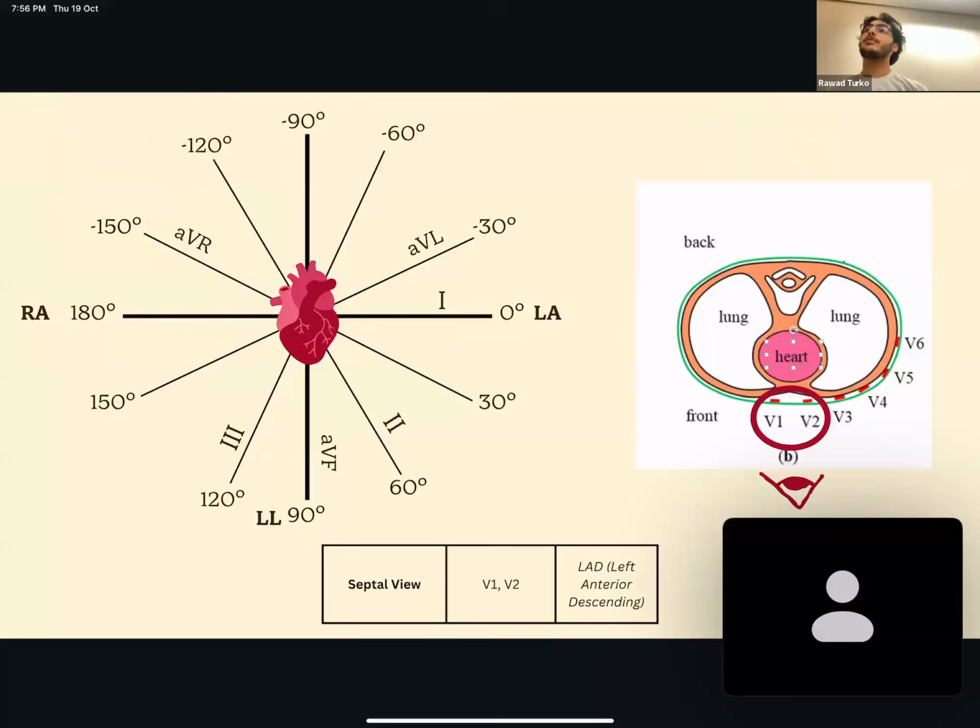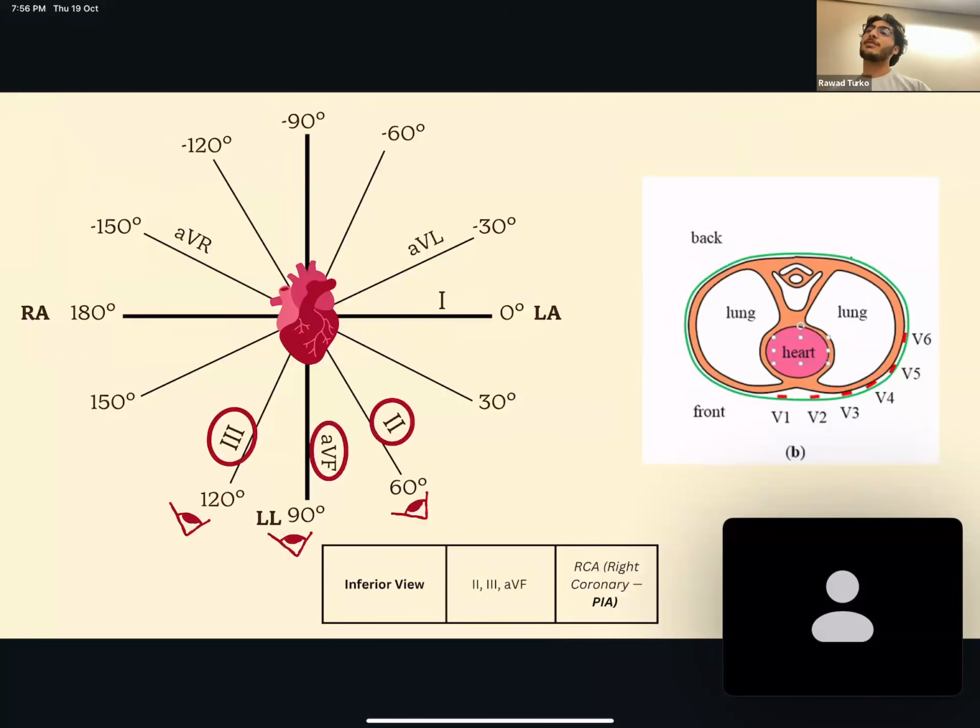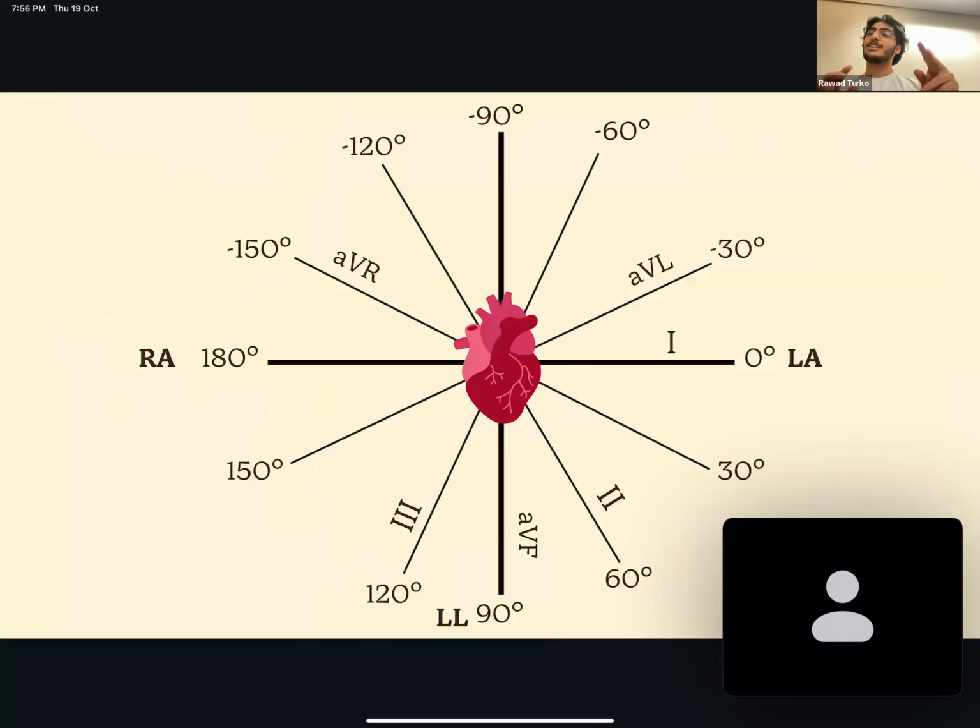We have 12 leads, but 10 electrodes, because some of them, as I mentioned, in the augmented leads, 2 of them can be used as one electrode. So if we're talking about the electrodes, you have 6 here, and you have 3 here, so it's actually 9 actual electrodes. One on your left limb, one on your right limb, one on your left leg, and then the 6 precordial ones.